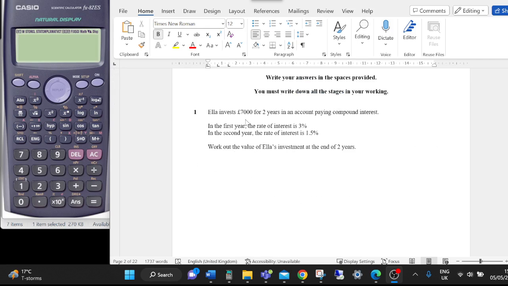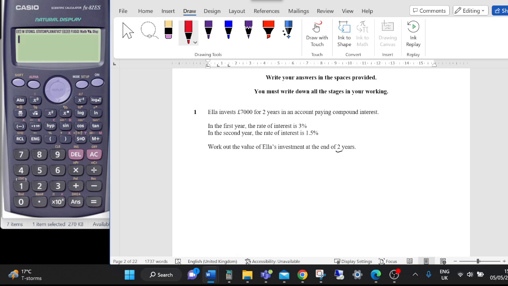So Ella invests £7,000 for 2 years in an account that pays compound interest. In the first year, it has an interest of 3%. In the second year, it's 1.5%. Work out the value of Ella's investment at the end of 2 years. So this is a bit of an awkward compound interest one in that normally your compound interest is to the power of the number of years, but we've actually got the interest rate changing each year. A 3% change would be a 1.03 multiplier, and a 1.5% change would be a 1.015.